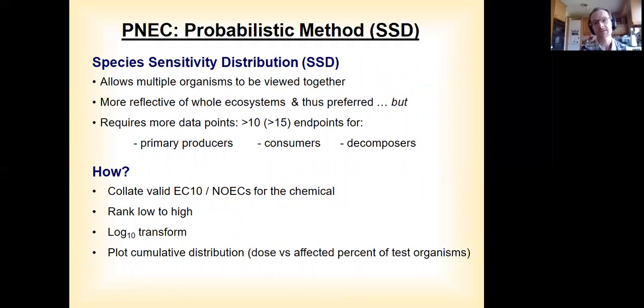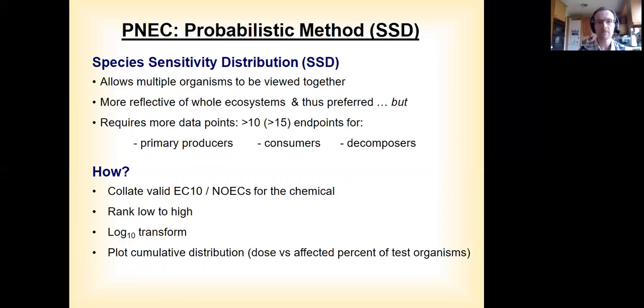But if we've got lots of data, we can do species sensitivity distribution approach. So that is the probabilistic method or SSD method. This is a preferable approach because it allows multiple organisms to be viewed together. And therefore, the data set is more reflective of the whole ecosystem. But it does require more data points. It's a statistical approach, and therefore the statistical assumptions have to be met. And therefore, we really need at least 10 data points, preferably 15. And we really do want to cover the primary producers, the consumers, and the decomposers in the environment.